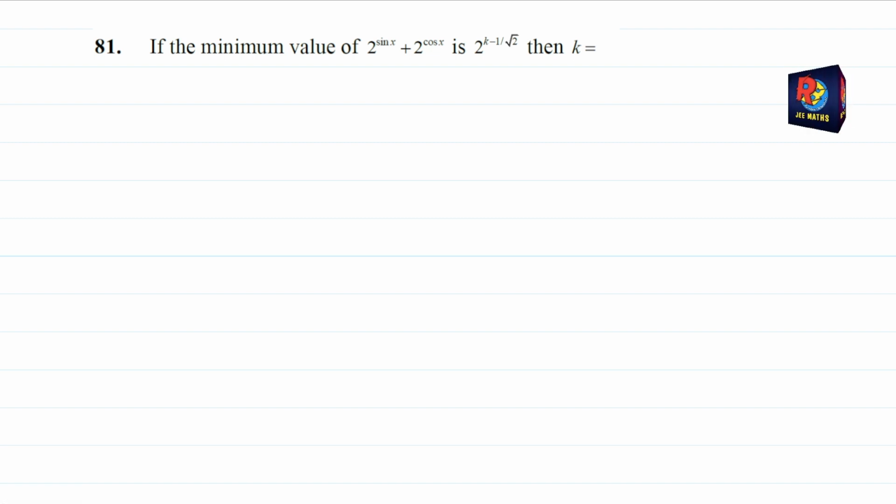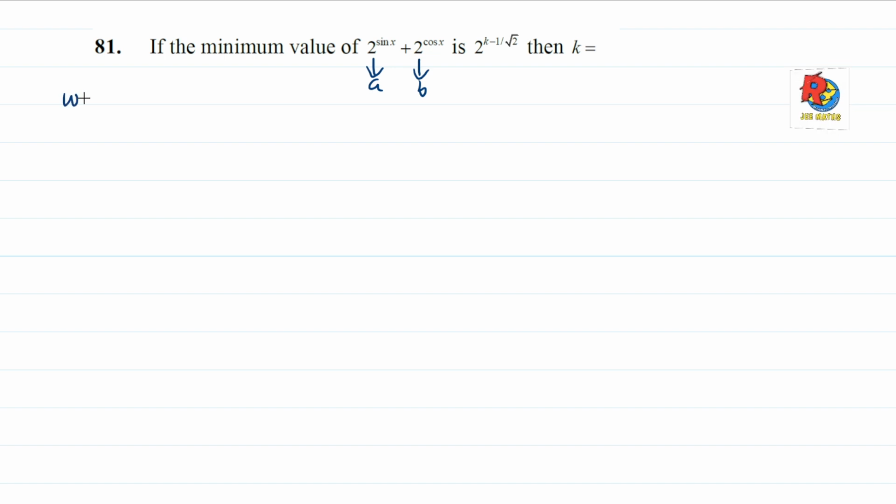Next, 81. This is a numerical question type. In this question, you can observe that the minimum value of 2 power sin x plus 2 power cos x is 2 power k minus 1 by root 2. Then we need to find out the k value. So here, let us assume that this is a value and this is b value.